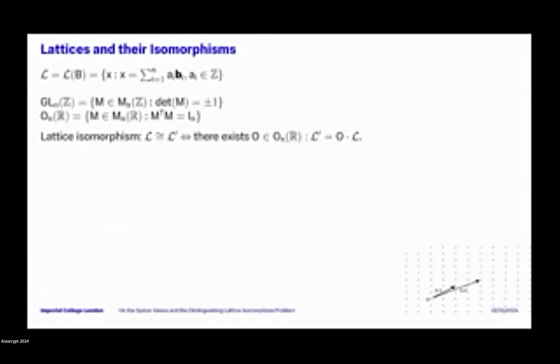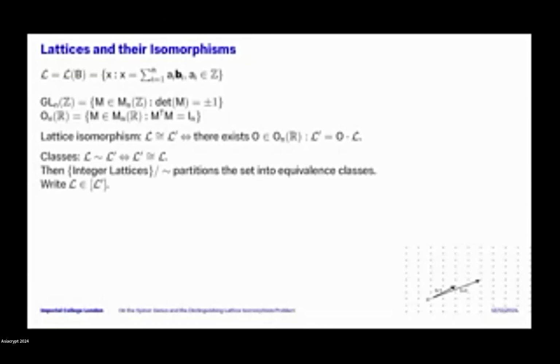And we can also define transformations on lattices. The space of invertible matrices of determinant plus or minus 1 will be called GL_n(Z), and the orthogonal group consists of matrices such that their product with their transpose is the identity. We can then define lattice isomorphisms by saying that two lattices L and L' are isomorphic if and only if there exists some orthogonal transformation that maps one lattice to the other, that maps their bases to each other.